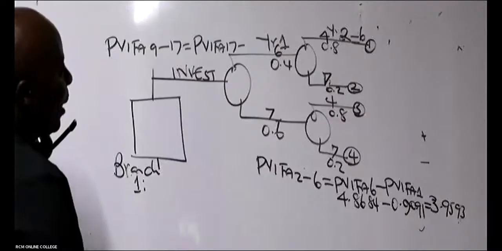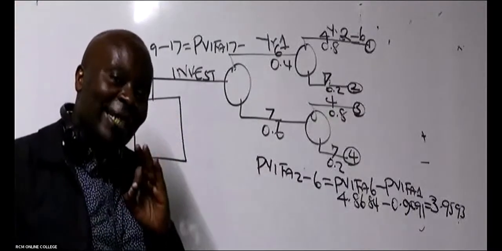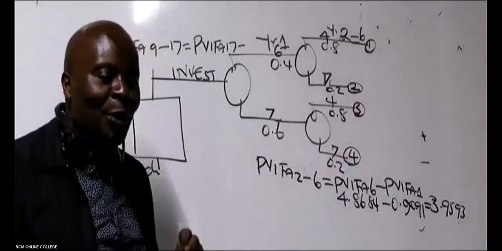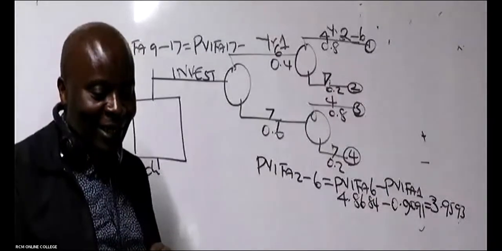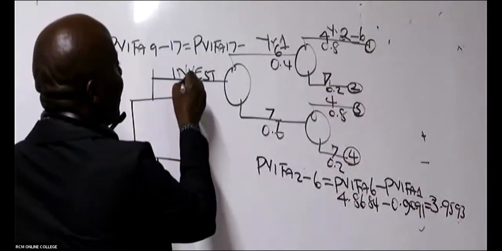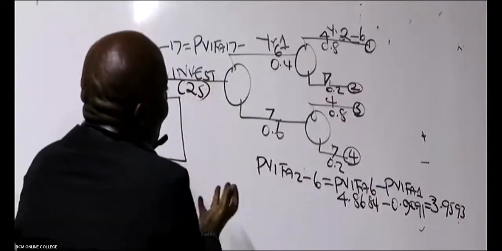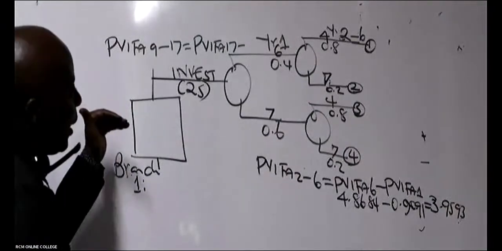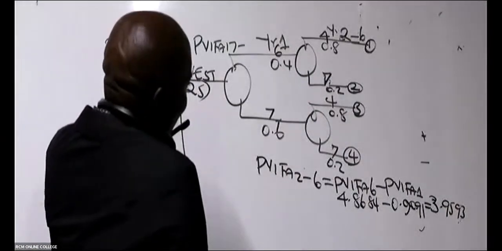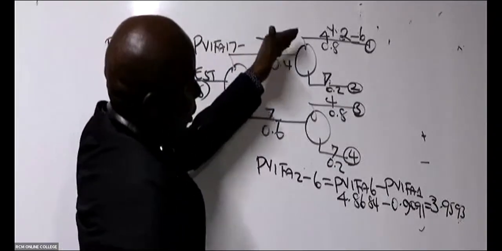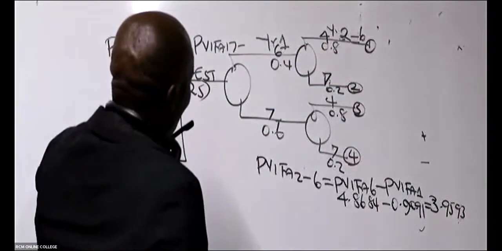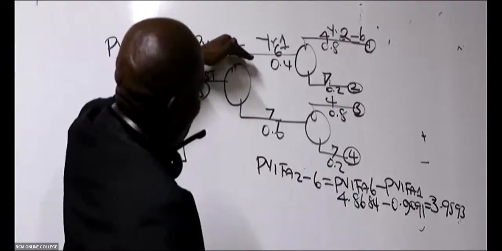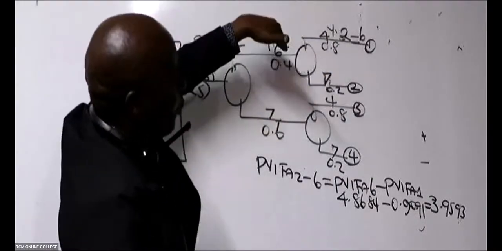So branch 1, remember, if first of all I'm to invest, is there somebody who is able to remember the initial outlay given in the question? 25. So if we invest, we are going to pay 25. So it's a cash outflow. So for branch 1, you assume you are a Subaru driver, going through your branches, through your road from the very beginning. You pick only cash flows for road number 1.